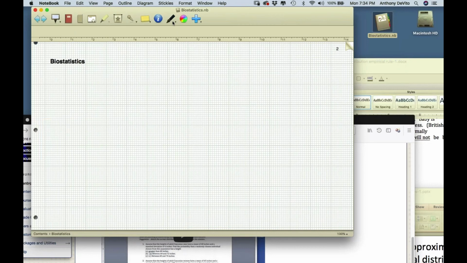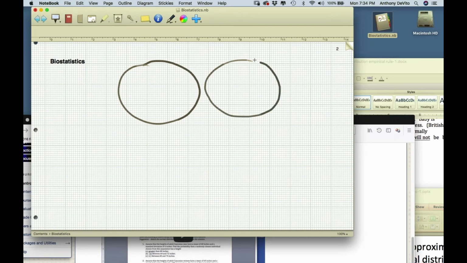So, for instance, each circle might represent the probability of being male and the probability of being female. There's no intersection between those. I'm talking in general now, not getting into issues over gender identity and stuff like that. But you're either male or you're female, typically, so there's no overlap. You're one or the other. They're independent of each other.